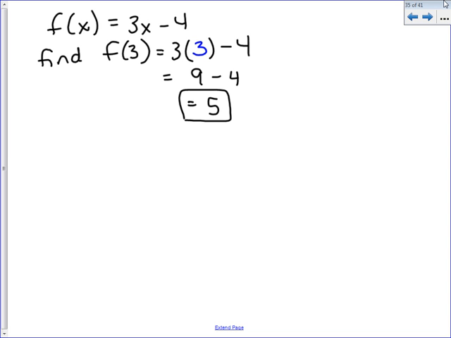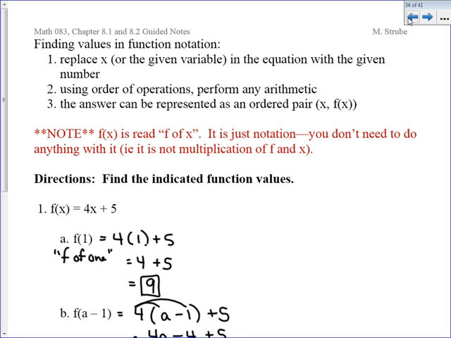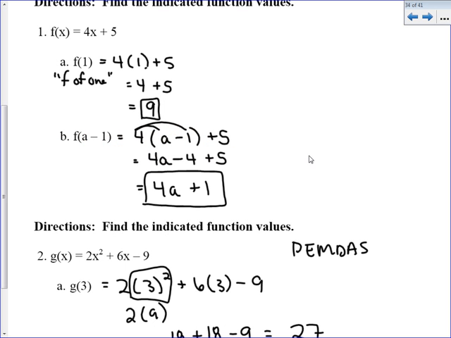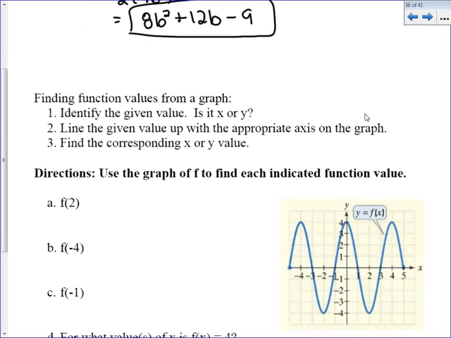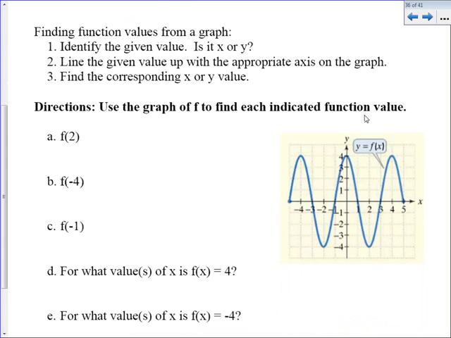So what we're going to do today to finish up 8.2 is actually use function notation to get values from graphs. Go the other way. So that's kind of our straightforward function notation. Now we're going to use a graph and we're going to find values for our function. So here's this graph, and this graph is f of x. And we want to find each of the indicated values.